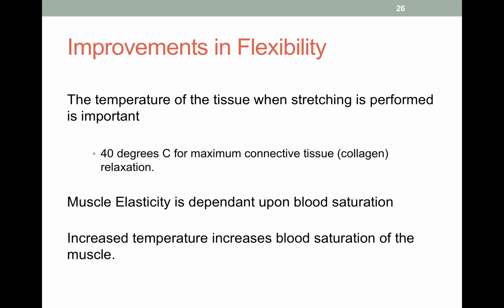Another thing that's important, and I kind of hinted at this when we talked about injury prevention, is the temperature of the tissue. It's very important to increase the temperature of the skeletal muscle and the surrounding tissue when you are looking to increase flexibility. The optimal is 40 degrees Celsius, which is about 104 degrees Fahrenheit, for maximum connective tissue relaxation. So we're focusing on the collagen. Remember, collagen is going to be a big component of connective tissue. In order to relax that collagen, it needs to be warm. People have done studies to find the optimal, and they find 40 degrees Celsius.